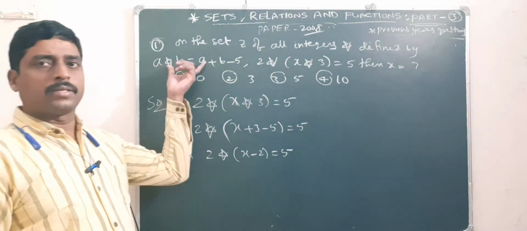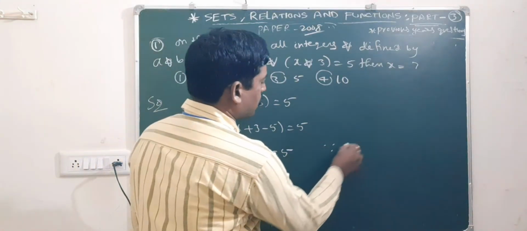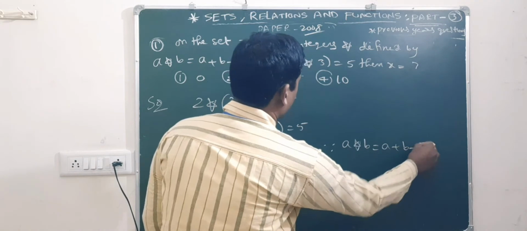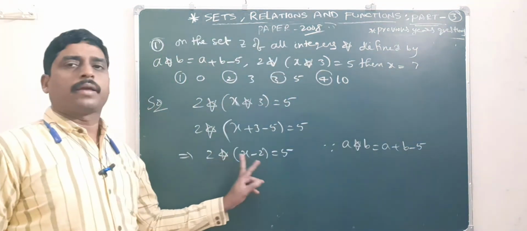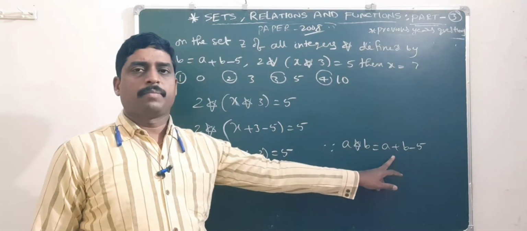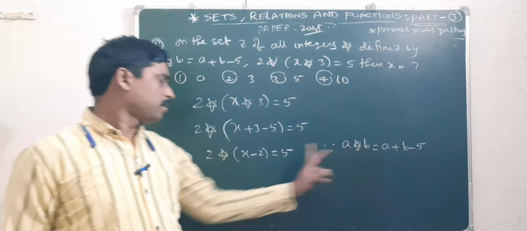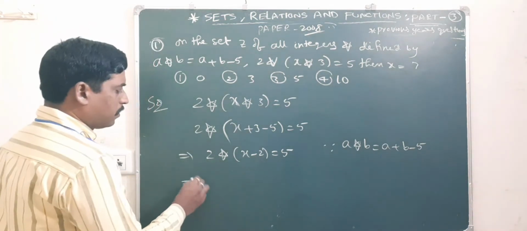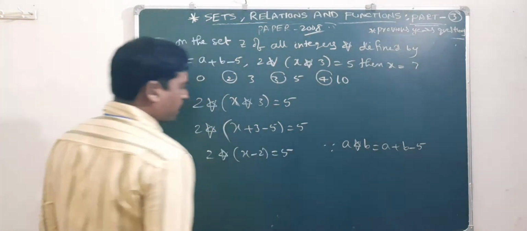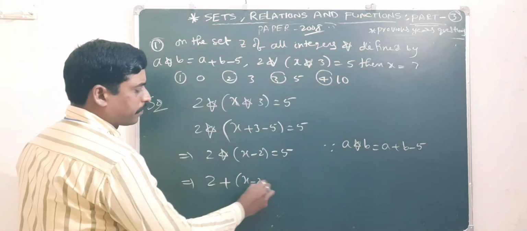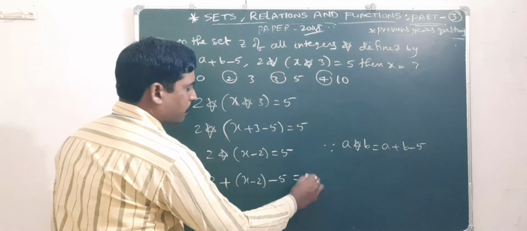Again by using a star b, what is a star b defined? A star b is equal to a plus b minus 5. In this, 2 star x minus 2, in a star b defined by a plus b minus 5, on a, b place in 2, x minus 2 substitute. Therefore a plus b minus 5, where a place in 2, b place in x minus 2, right. Minus 5 is equal to 5.